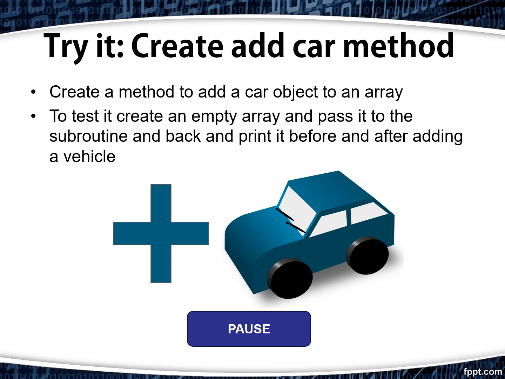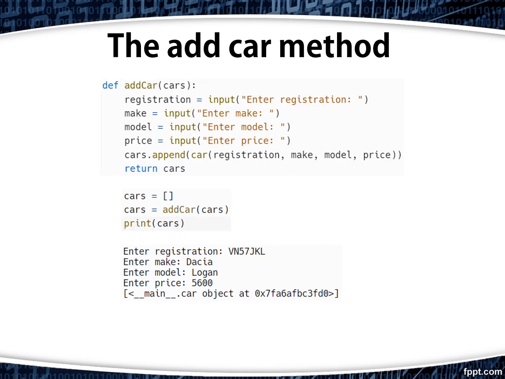This is the add car subroutine that takes the cars array as a parameter. We have to start by asking the user to input all the values for the attributes of this instance of a car that we're going to create. We can then append this new instance with all the values that they've provided to us. Then we return the cars array with the new extra car in it back to the main program.